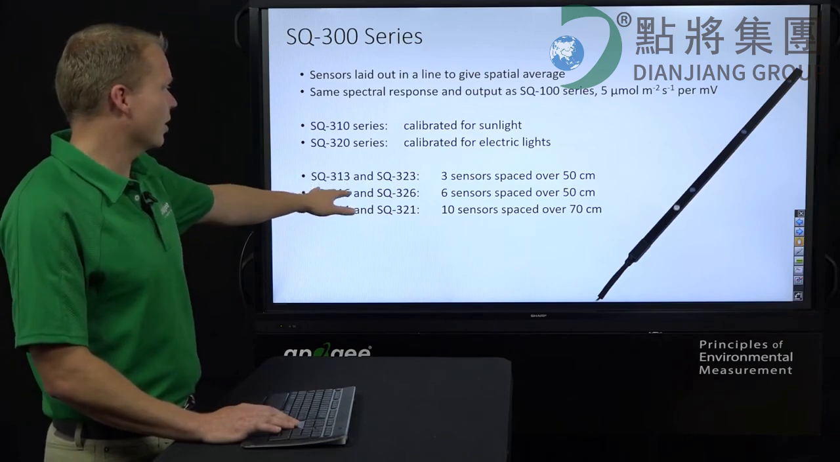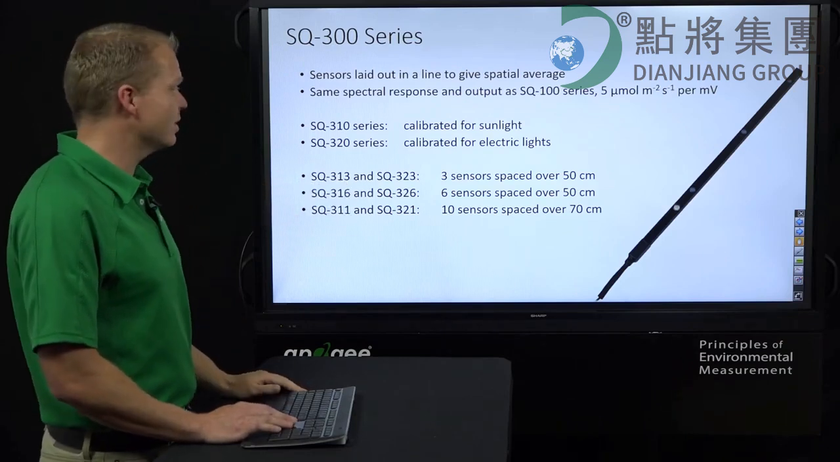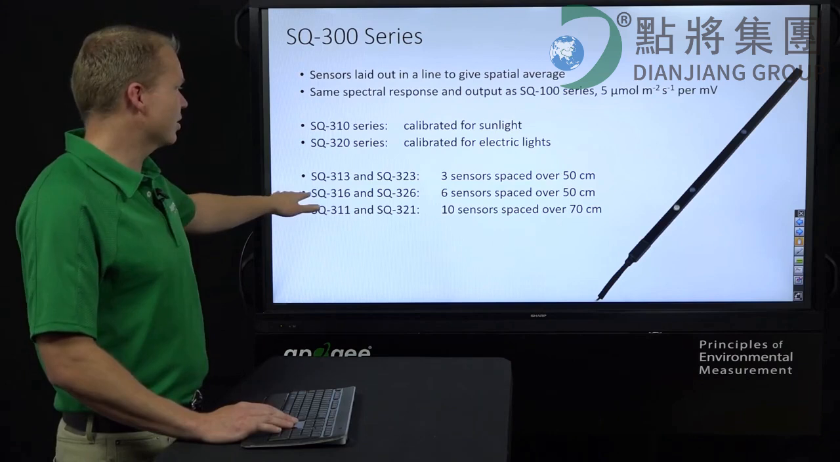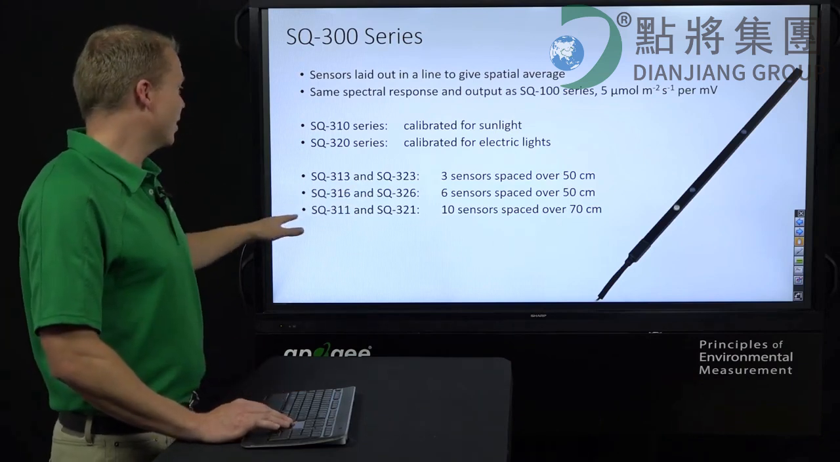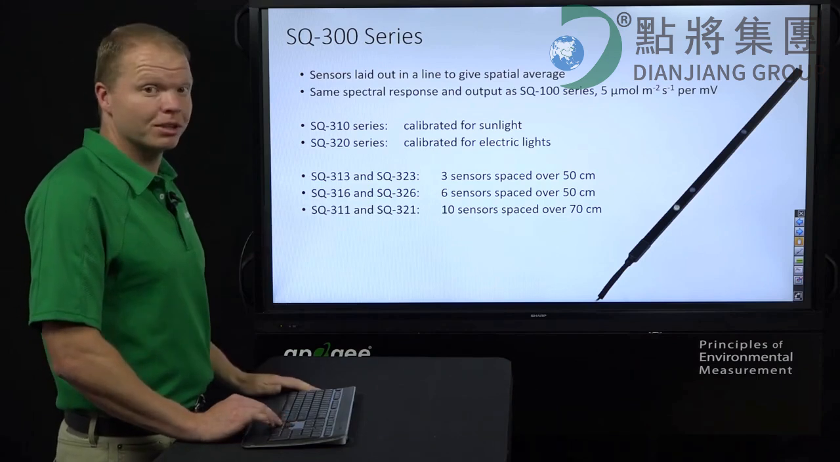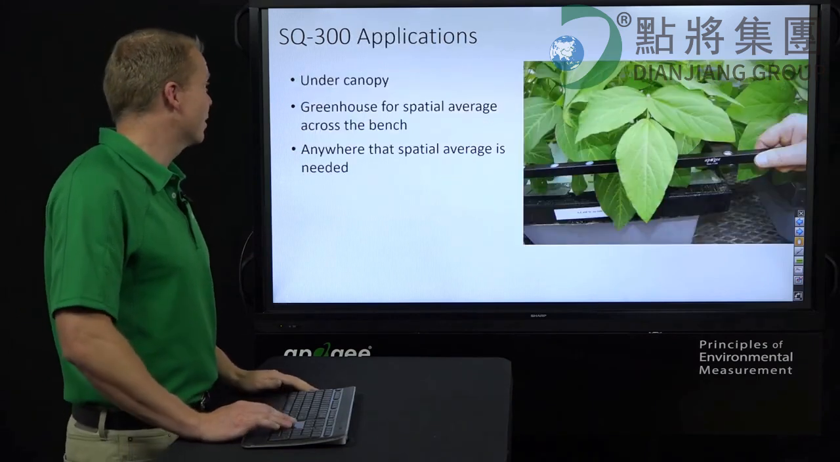The 313 and 323 is 3 sensors spaced over 50 centimeters. The 316 and 326 is 6 sensors over 50 centimeters. And the 311 and 321 is 10 sensors spaced over 70 centimeters.